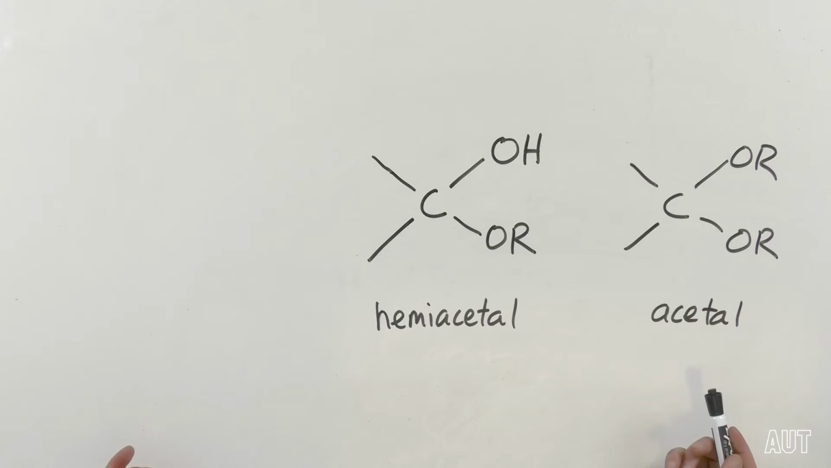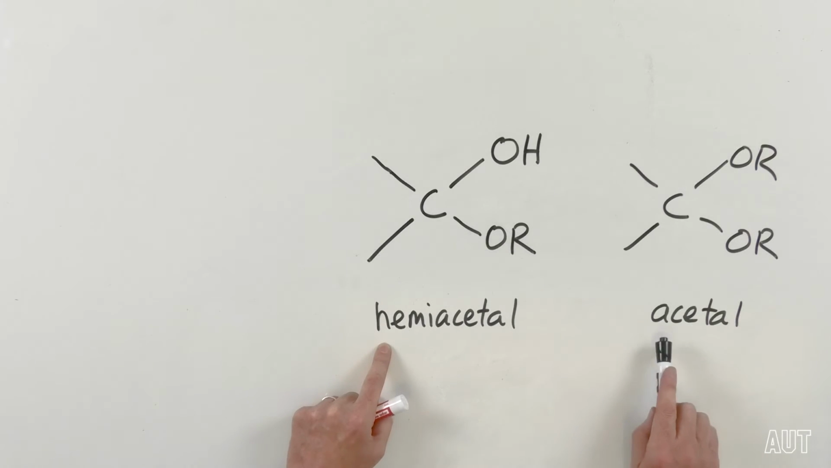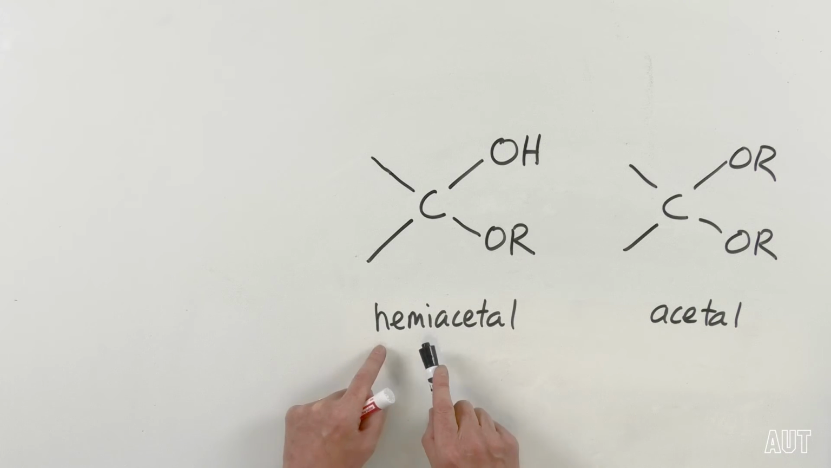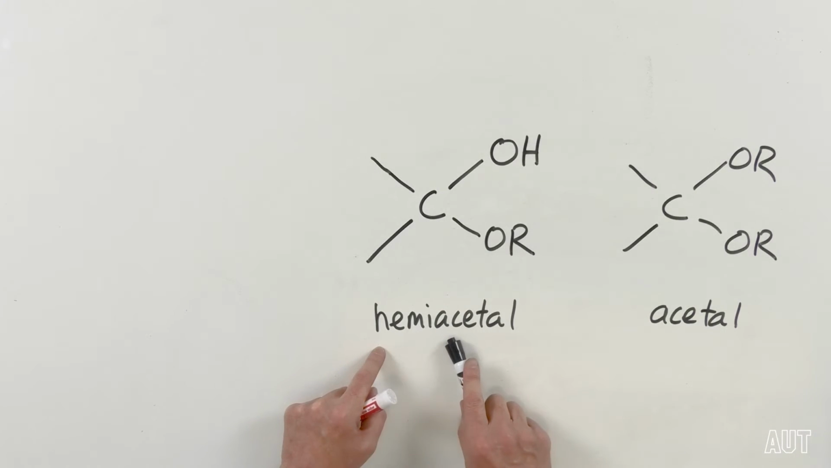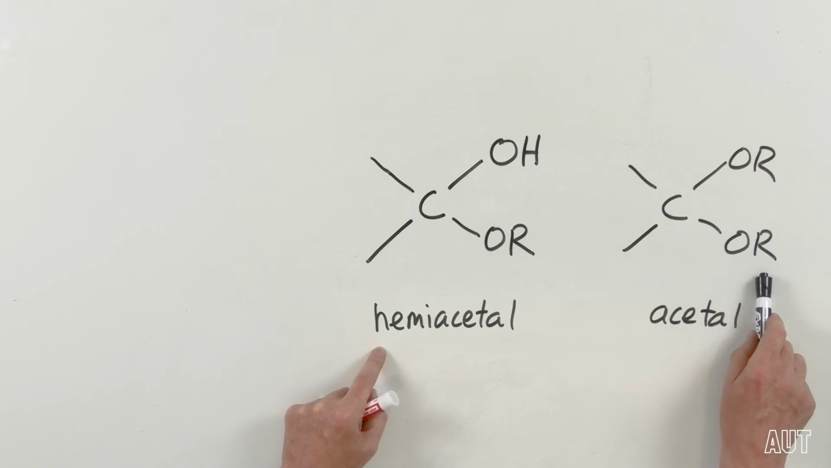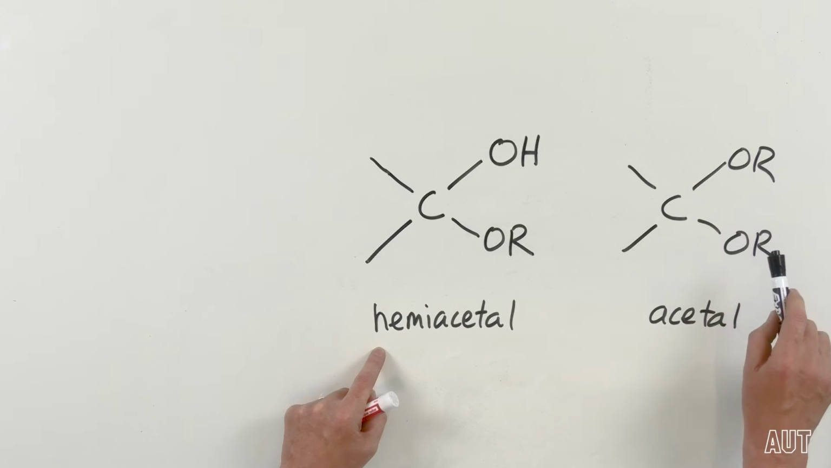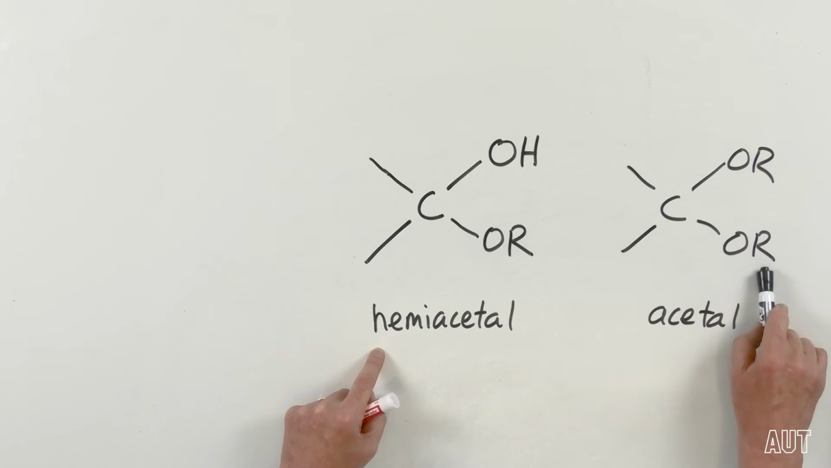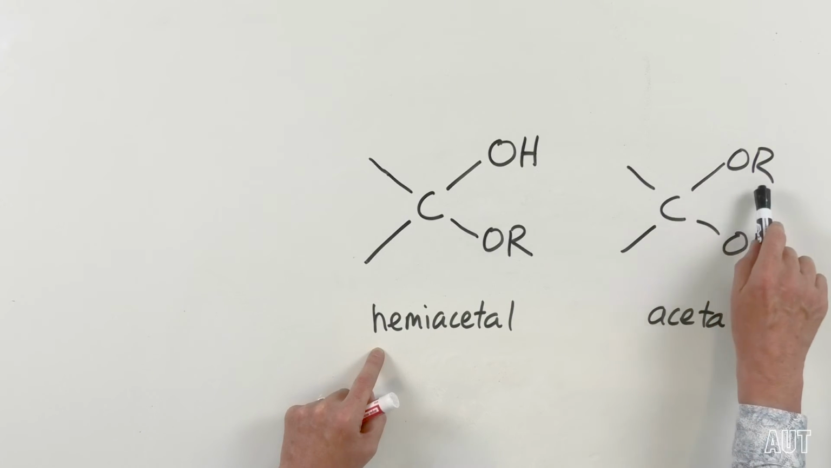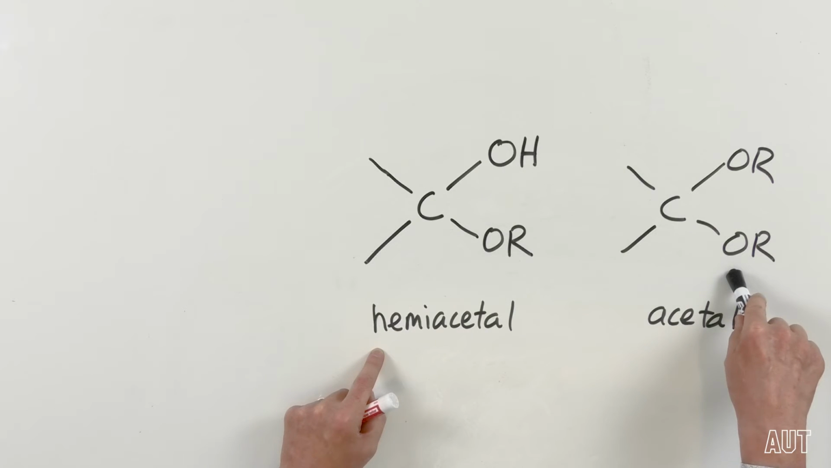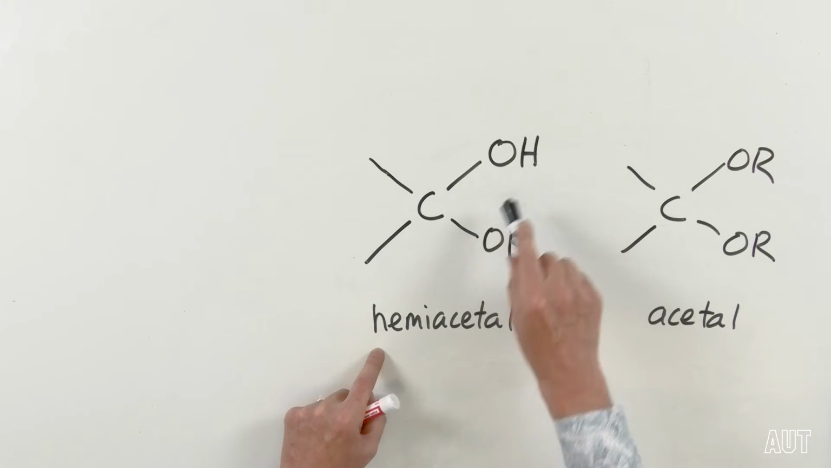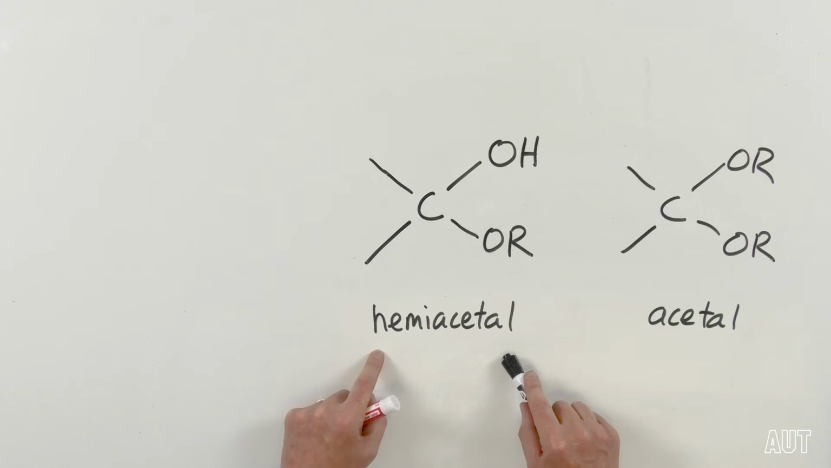Now you can see why we call this a hemiacetal. It's halfway to an acetal. An acetal has got 2 R groups here, and R in this case are carbon-containing groups, so methyl, ethyl, butyl, whatever. 2 of those OR groups on the same carbon give you an acetal. 1 of those OR groups and an OH group give you a hemiacetal.